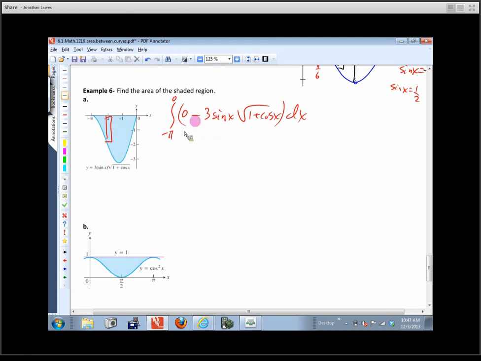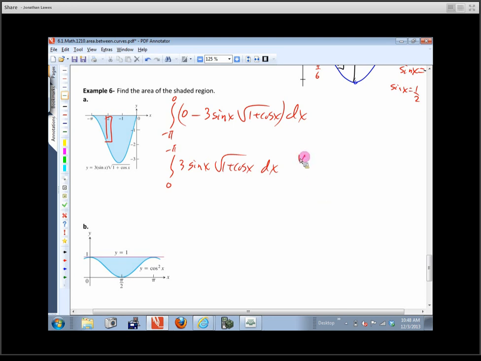Well, if we put a negative in front of that, don't we get the same thing here? So we could integrate from 0 to negative pi, and then put a negative in front of that, 3 sine x square root 1 plus cosine x. Looks a little bit better. How do you do the problem, though? How do you find the antiderivative?